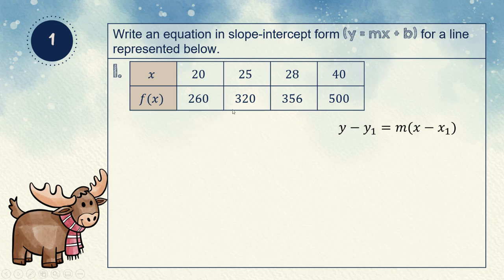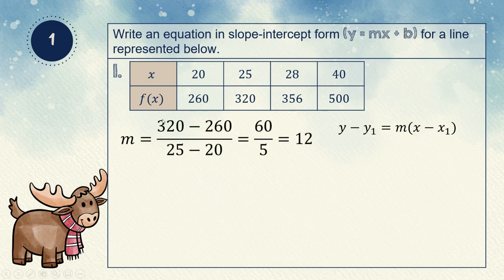The first thing we want to do is calculate the slope. I'm going to use the first 2 points in the table, which are (20, 260) and (25, 320). Slope is change in y over change in x, so I'm taking that second y value minus the first y value over the second x value minus the first x value. This gives us 60 over 5, which equals 12.